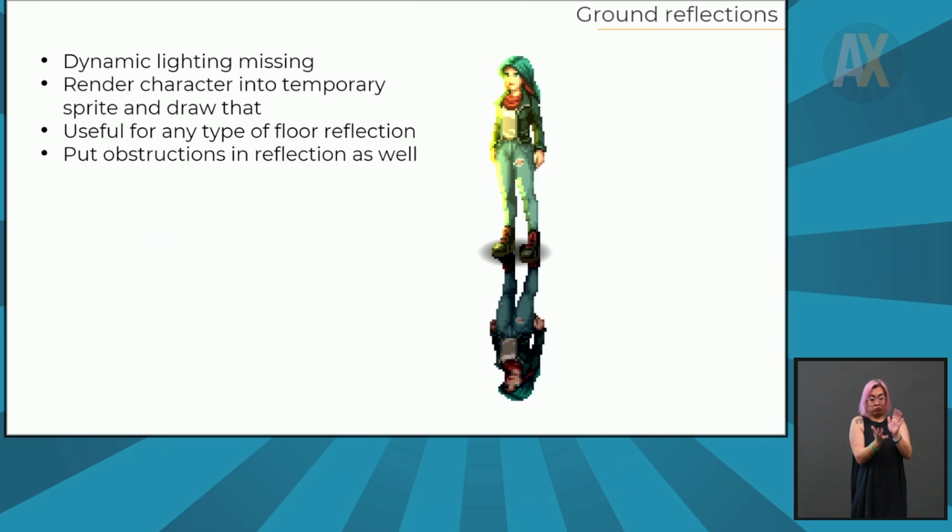We did have one problem though, because we had this dynamic rendering where the reflection wouldn't actually have the dynamic lighting on it, as the reflection was essentially just taking the source asset and redrawing that. So to solve this, we had to draw the character sprite in the scene into a new sprite, and then use that as part of the reflection instead.